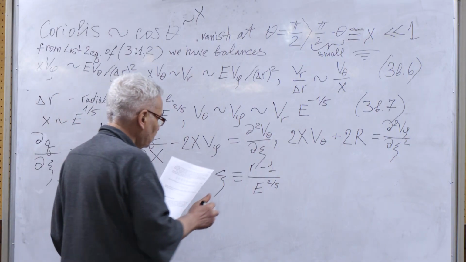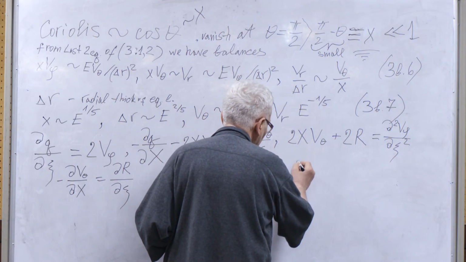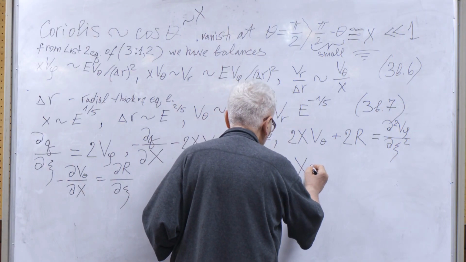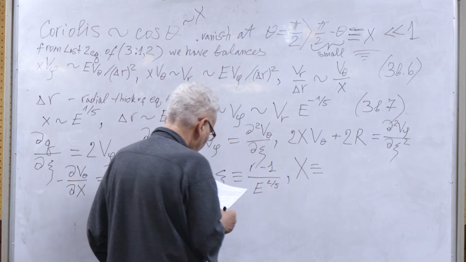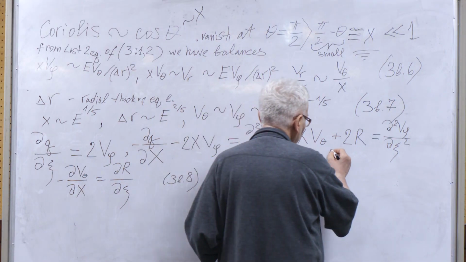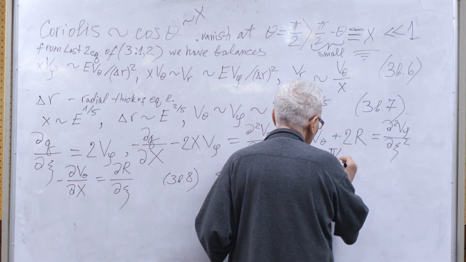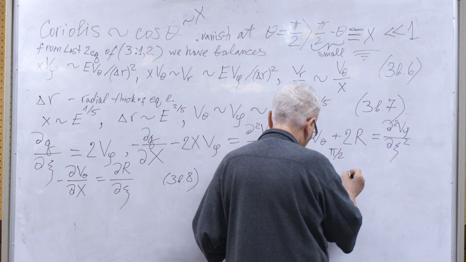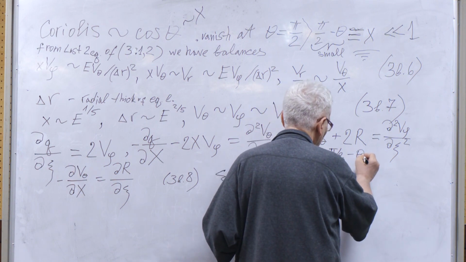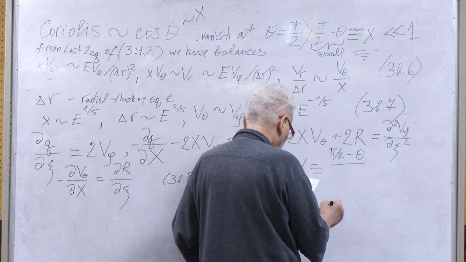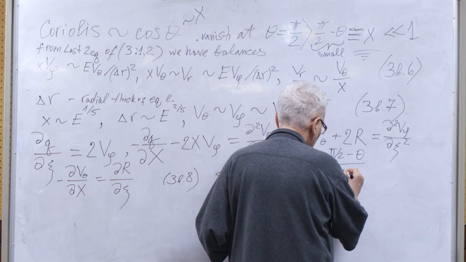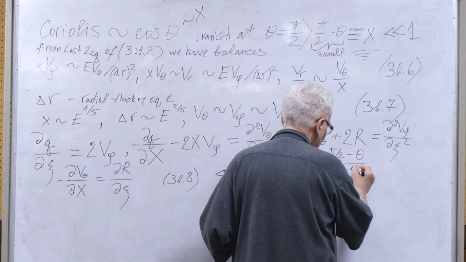And another stretched variable, capital X, is by definition, as we already wrote, pi over 2 minus theta, divided by e to the 1/5.